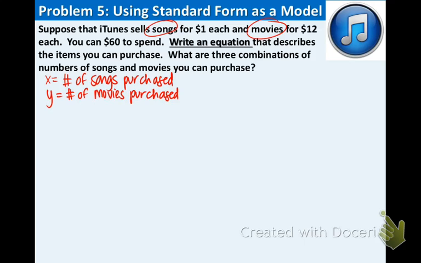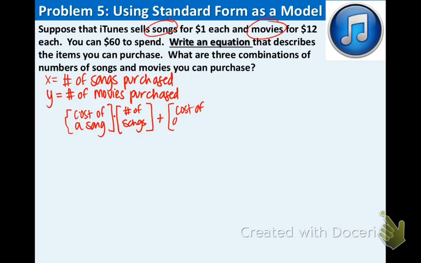Okay, our graphic organizer. The cost of a song times the number of songs that you purchase plus the cost of a movie times the number of movies. And that is going to equal $60 because that's how much you have to spend.